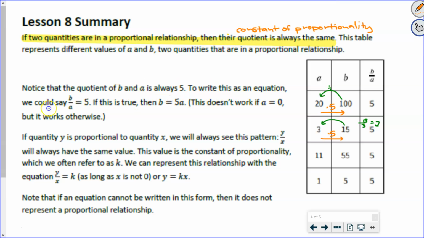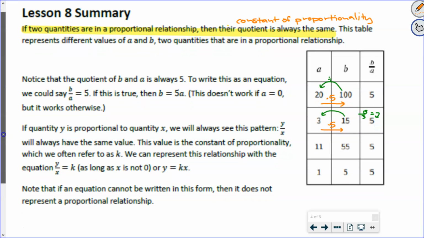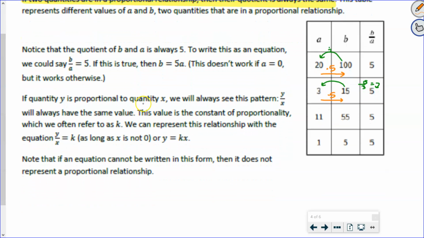To write this as an equation, we have B divided by A is equal to 5, or B equals 5A. However, it doesn't work if A is equal to 0, so just keep that in mind. If quantity Y is proportional to quantity X, we will always see this pattern of Y divided by X has the same value. So again, if Y is proportional to X, we will always see Y divided by X being the same. This value is the constant of proportionality.